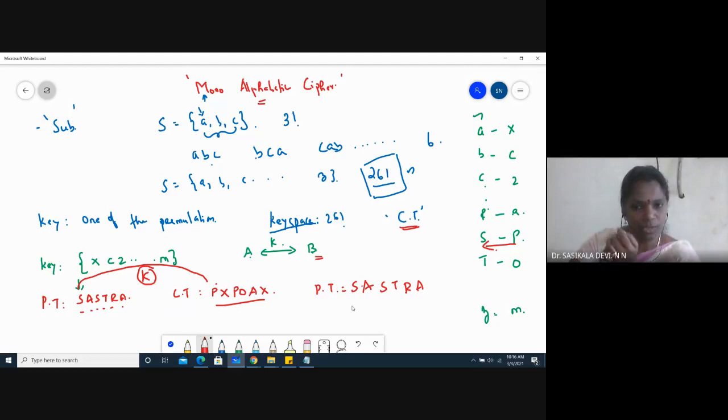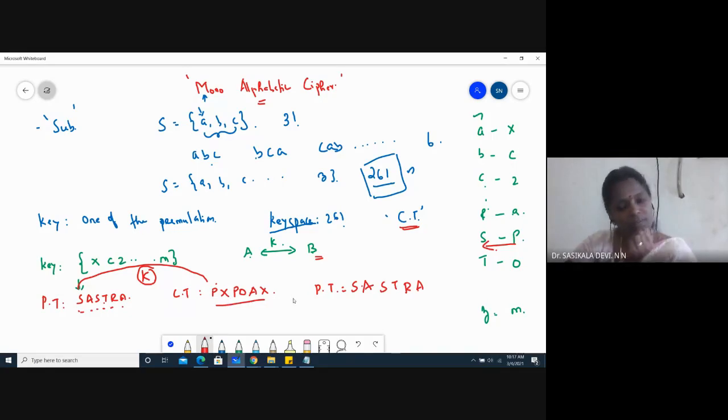So we can avoid this. We can resist the frequency analysis attack by replacing different occurrences of the same character with different characters. I'll repeat again. All the occurrences of a single character are replaced by one specific character. For example, S appears 2 times, and all these occurrences of S are replaced by P. So this makes the frequency analysis attack possible.